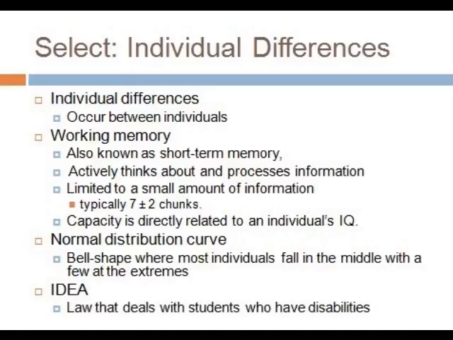A normal distribution curve is a bell shape where most individuals fall in the middle with a few at the extremes. IDEA stands for the Individual Disabilities Education Act, and it is a law that deals with students who have disabilities.